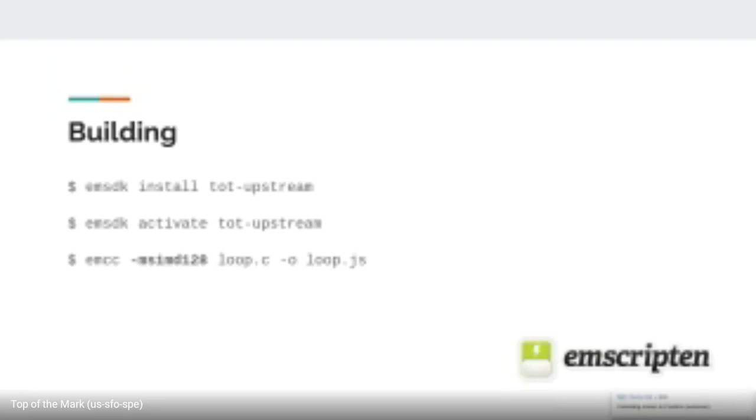And then you can't just build it because it doesn't know what SIMD is. You have to tell it, hey, use SIMD. So that's what this -msimd128 does. It just tells the compiler, hey, enable this SIMD feature. So that's pretty cool. It'd be nice if it was simpler.